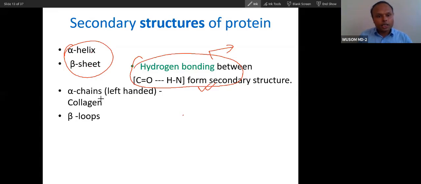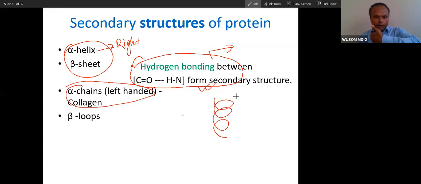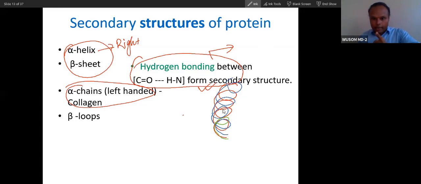Now, another secondary structure you will see in collagen. In collagen, you will see the alpha helix is left-handed, whereas the usual alpha helix is right-handed. This left-handed helix also forms a triple helix. We will talk in detail about collagen. There are 3 proteins together, so this is a triple helix, and this is called super secondary structure. That is why collagen is very strong.